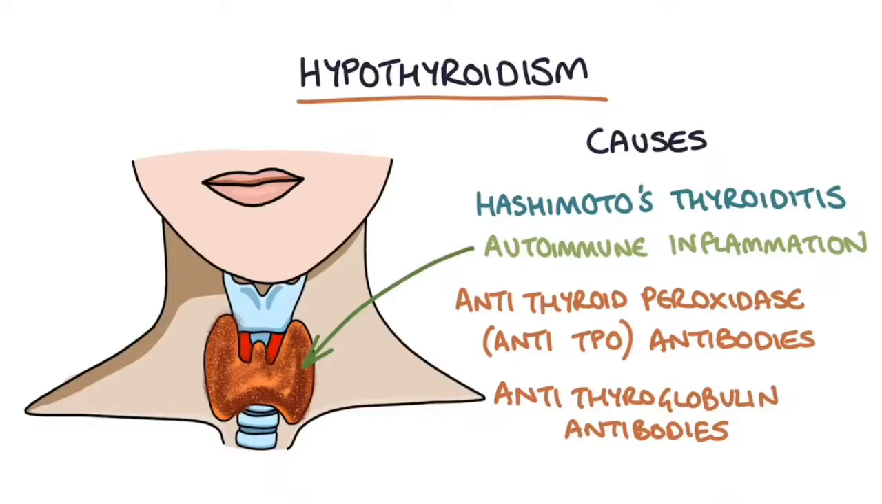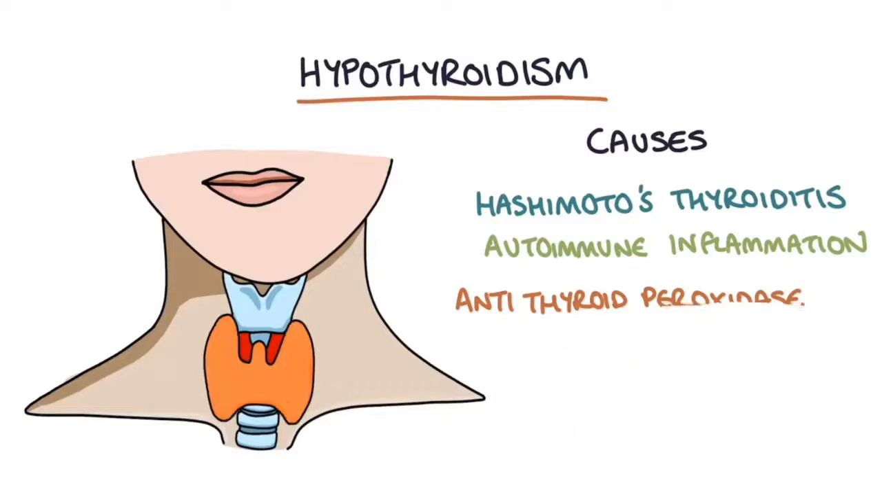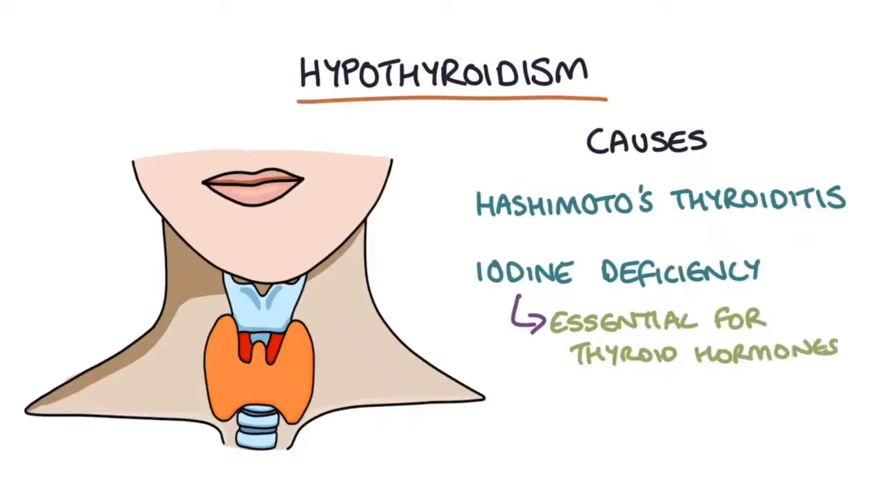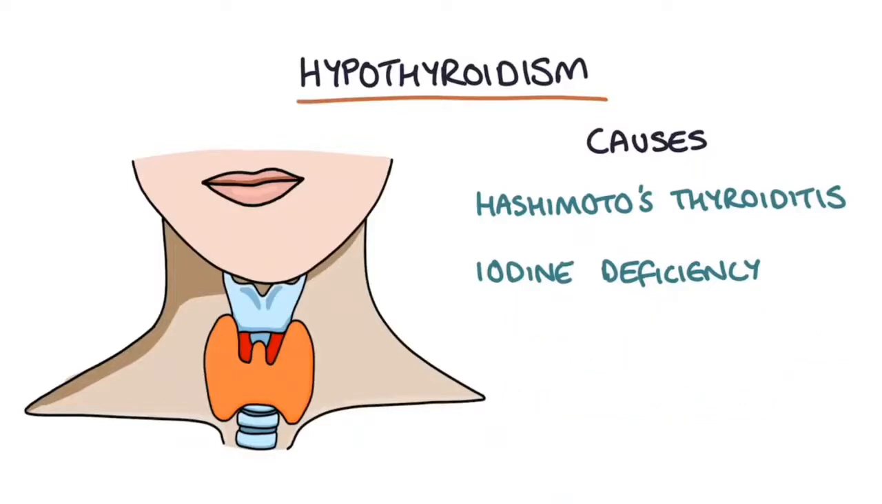Initially it causes a bit of a goiter, after which there's atrophy of the thyroid gland as the hypothyroidism sets in. Iodine deficiency is the most common cause of hypothyroidism in the developing world, and this is because iodine is essential for the production of thyroid hormones. Iodine is added to foods like table salt to prevent iodine deficiency and to prevent hypothyroidism.